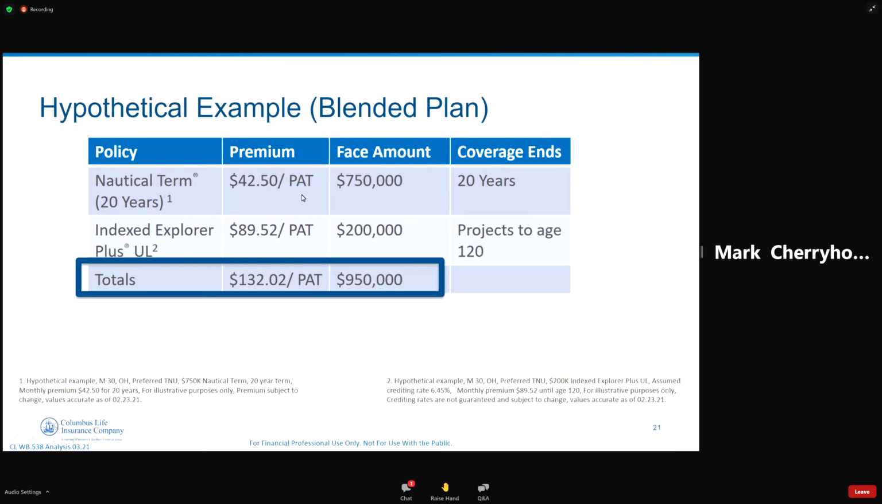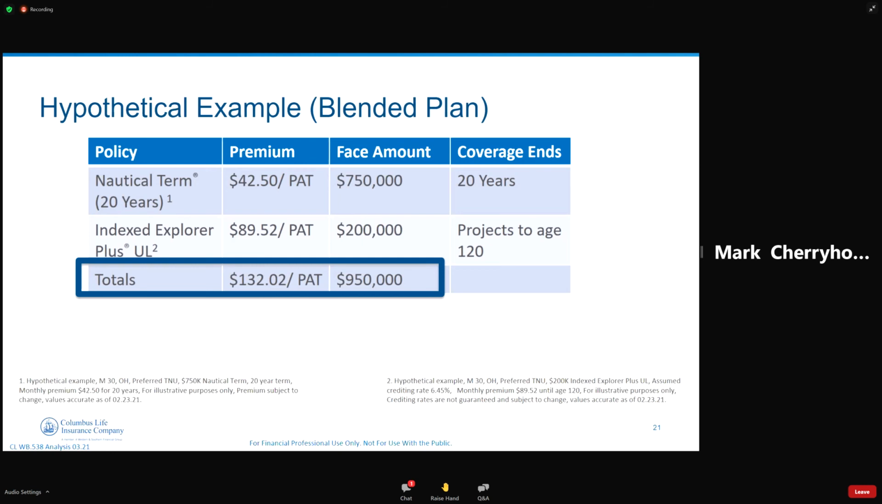The premiums that we're paying here, let's just say that if we can put $750,000 in force for term insurance for 20 years, and I picked 20 years because the kids are going to be grown, they're going to be out of college. Hopefully, a lot of the expenses are going to be covered. That's $42.50 a month.